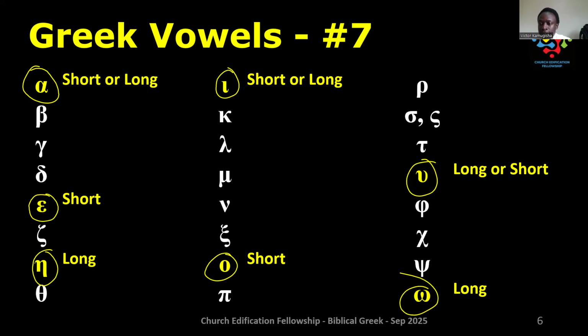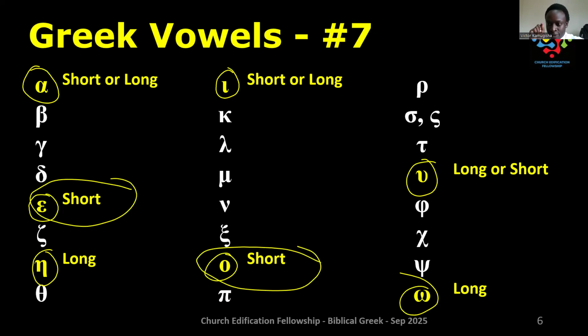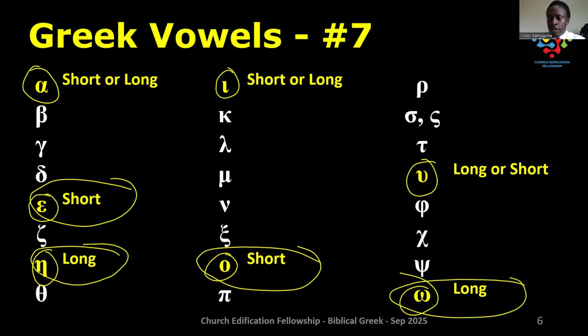Take note, a vowel can either be long, it could be short, or it could be either long or short depending on the circumstances. But what you should understand for now is that the epsilon is always a short vowel. The omicron is always a short vowel. That's critical for you to understand. Epsilon and omicron are always short. And then the eta is always a long vowel, and then the omega is always a long vowel. So understand that the eta and the omega are always long vowels.